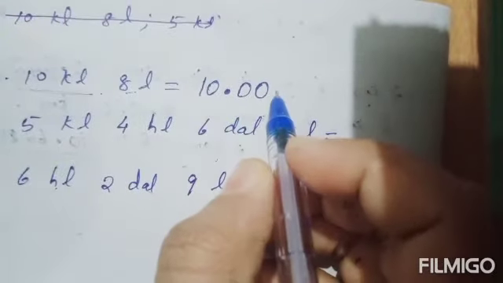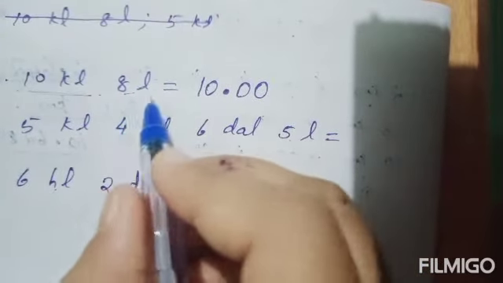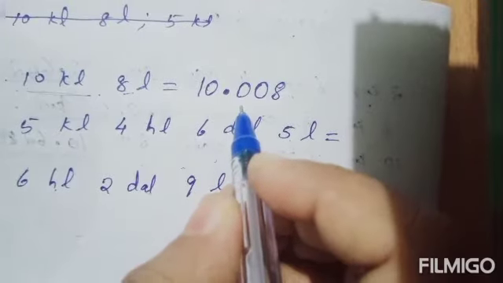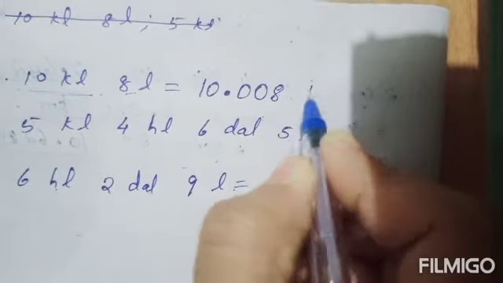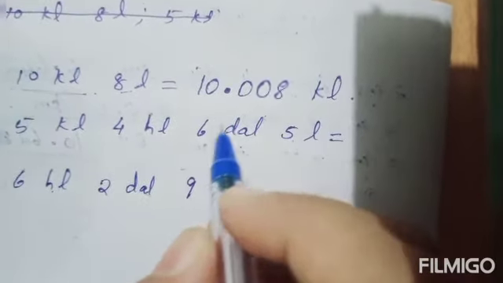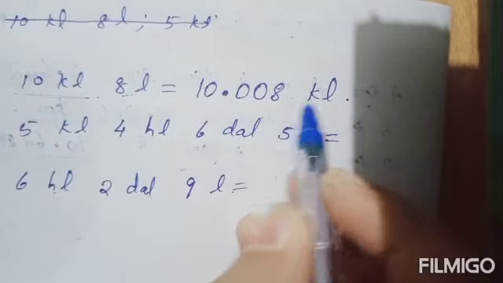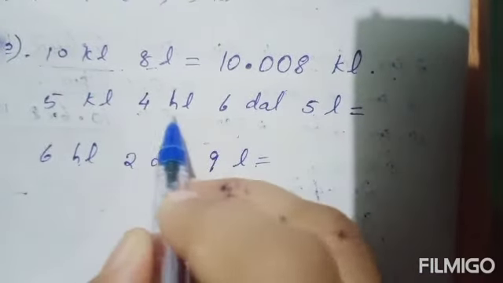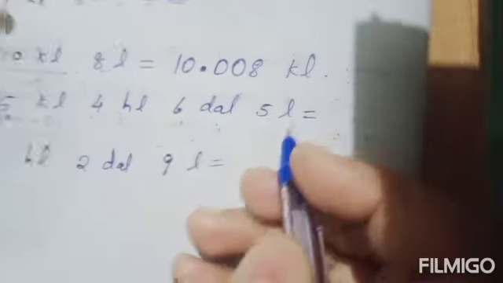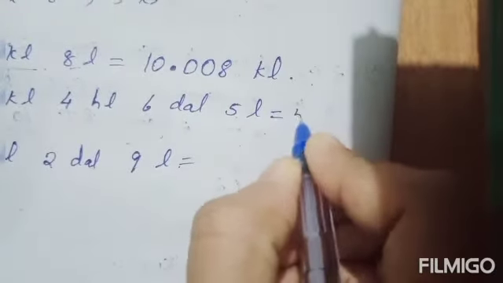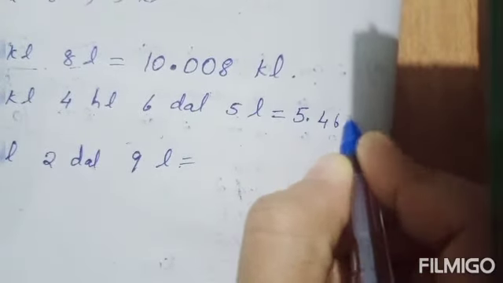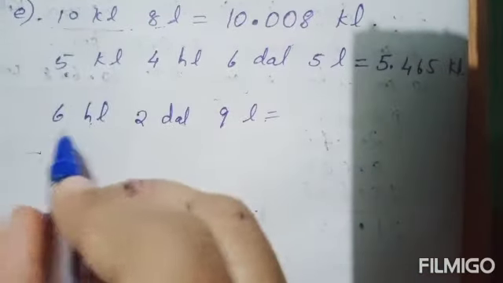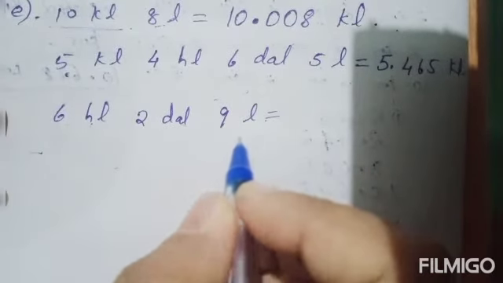Okay, now the 1000th place is liter. 8 liter is given in the question, so the 1000th place digit will be 8. Okay. The unit is kiloliter. 10.008 kiloliter. Okay. Now 5 kiloliter, 4 hectoliter, 6 decaliter, 5 liter. In decimal notation it will be 5.465 kiloliter. Okay. Next is 6 hectoliter, 2 decaliter, 9 liter.